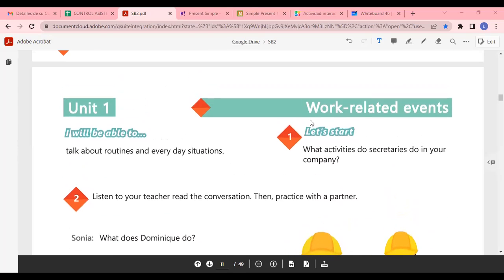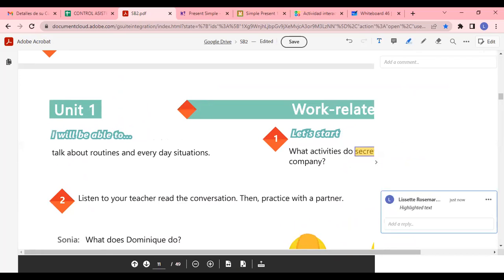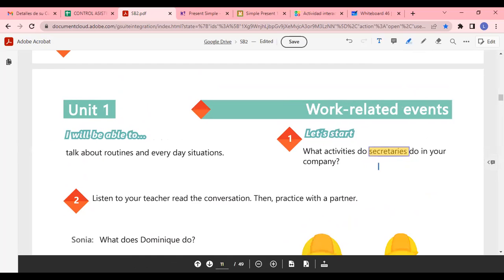Okay, ahora quiero saber primero que nada, what activities do secretaries do in the company that you work for? ¿Qué actividades hacen las secretaries in your company? Can you tell me some of the activities? ¿Me podrían decir algunas de las actividades que realizan, please?